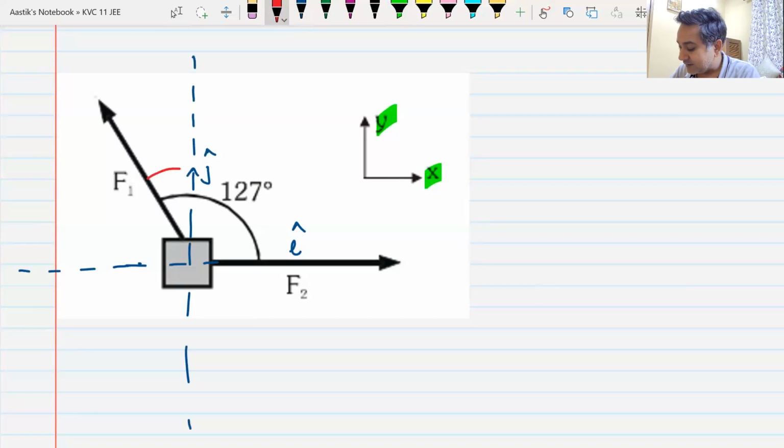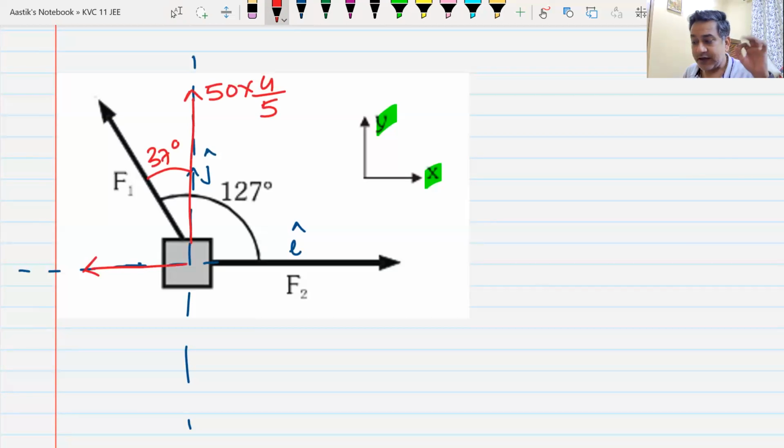Now, we also know that this angle is 37 degrees. So this component of force will become F1 cos 37, F1 is 50, cos of 37 is 4 by 5. Yes or no? Do we understand this? Then this component of force, my dear friends, will become F1 sine 37. F1 is 50, sine 37 is 3 by 5. Everyone understands this?